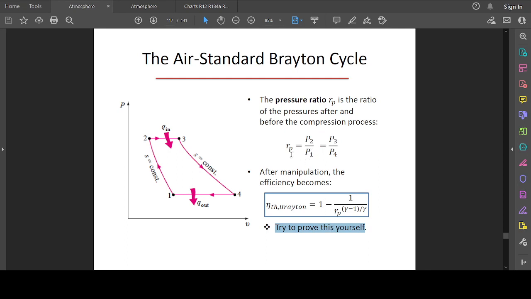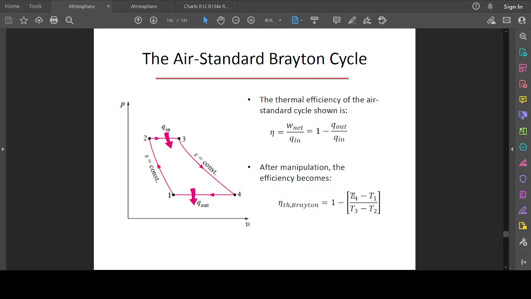In this case, as you know, P2 over P1 is Rp and P3 over P4 is also equal to Rp. Now you can go way back to the relationship between P2, P1 and temperature, the relationship between temperature, pressure, and volume. But in this case, try to relate it so that you have an expression that does not have volume in it. That expression will be only for temperature and pressure, if you remember when we did it initially.